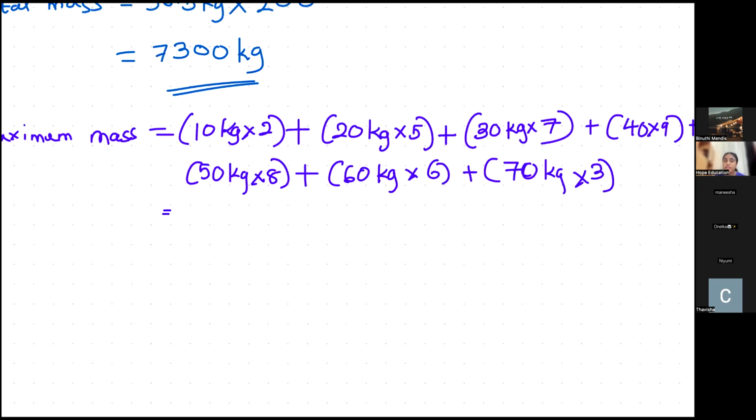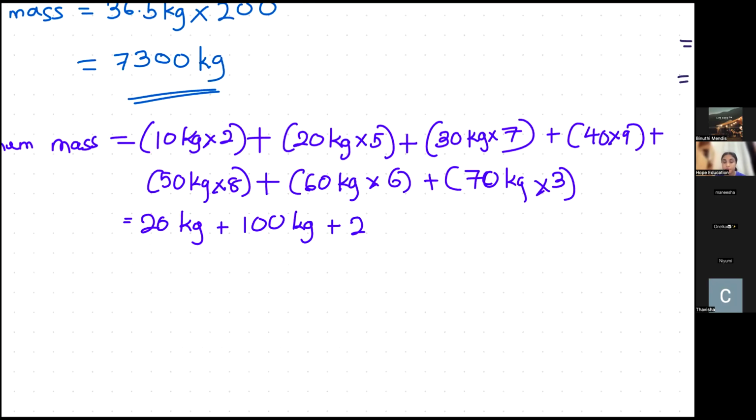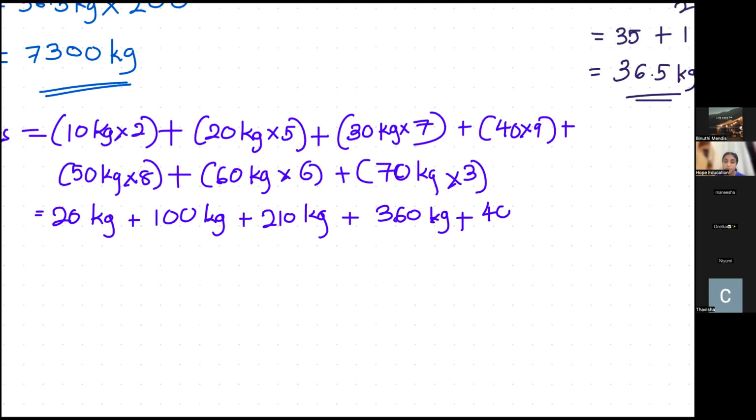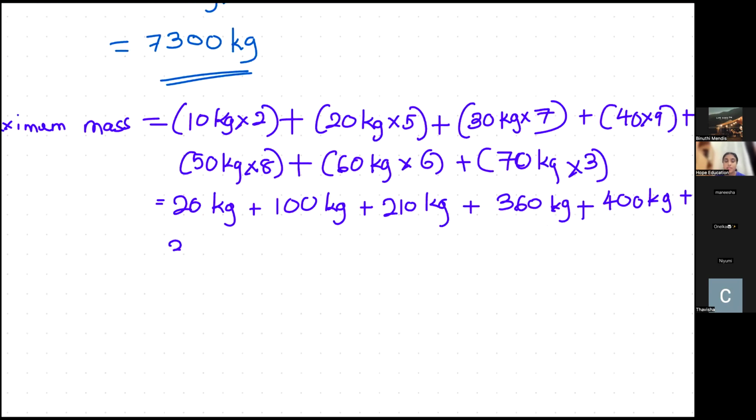10 times 2 is 20 kg. 20 times 5 is 100 kg. 30 times 7 is 210 kg. 40 times 9 is 360 kg. 50 times 8 is 400 kg. 60 times 6 is 360 kg. 70 times 3 is 210 kg.